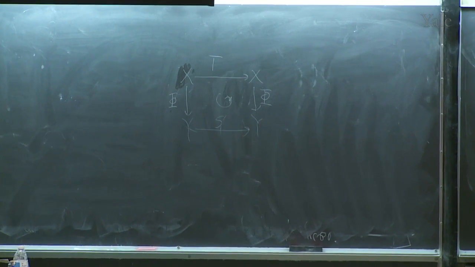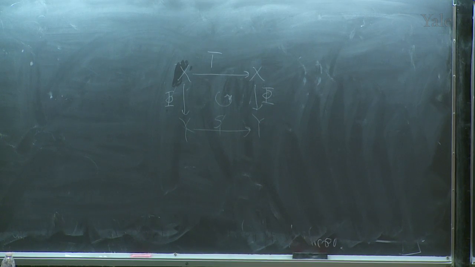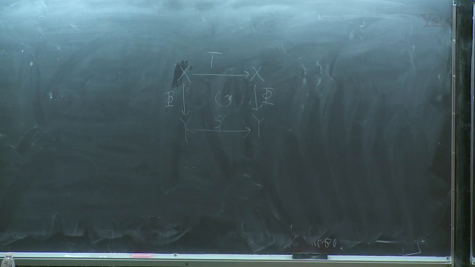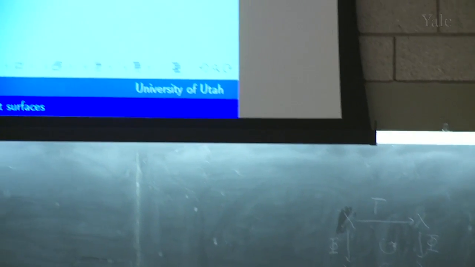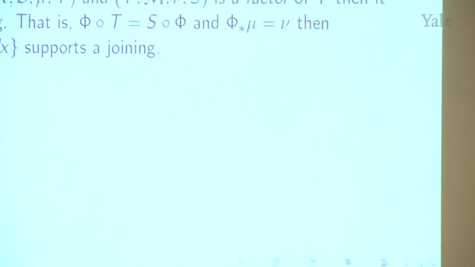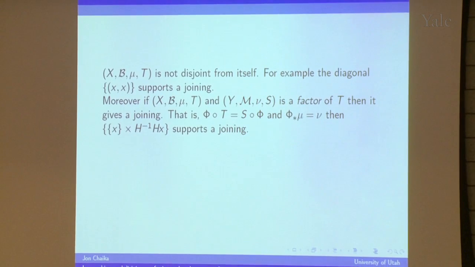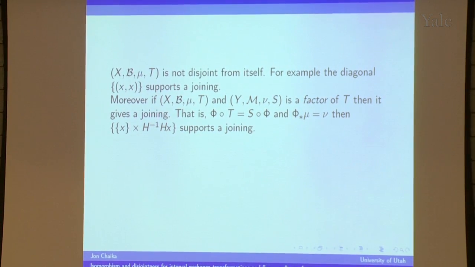And so if you have a factor that supports a joining too, you can look at where you get sent by the factor map and then pull back everything that gets sent there. Now T makes it so that when you apply T to this, it goes to T of x, H inverse H Tx, because the diagram commutes. And so the factor will support a joining that's also called a bigger diagonal type thing.